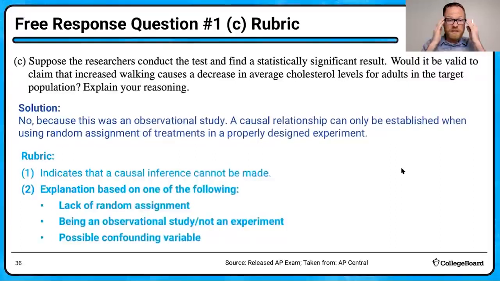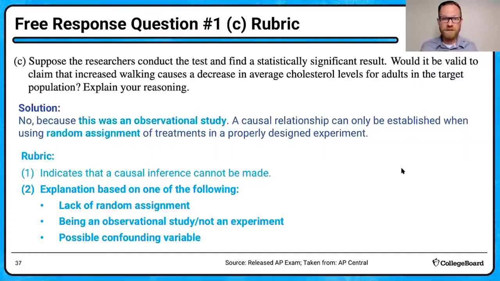The next part of the rubric says that there is an explanation based on one of the following: a lack of random assignment, being an observational study and not an experiment, or the third one here, possible confounding variable. Now, if you look at our model solution, I think we actually have 2 out of the 3, even though we only need 1 out of the 3. That first one, the idea of lack of random assignment, you can see that in our solution. And then you also have being an observational study and not an experiment. And you see that part of the model solution. So we really only needed to have 1 out of those 2.